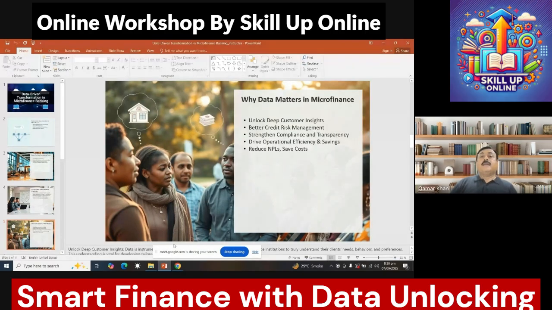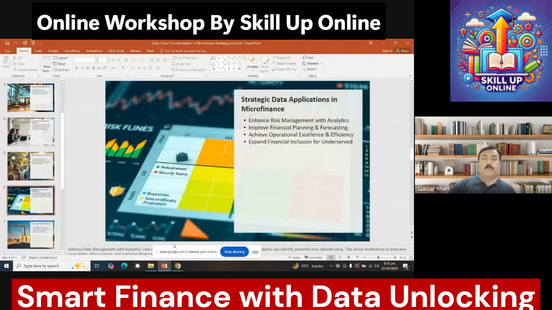Then it can strengthen compliance and transparency as well. Then we can drive operational efficiency and savings. On one hand, obviously data transformation comes with a cost, but on the other hand, it helps us in saving valuable funds in operational cost, and it will also reduce our NPL and save cost. Definitely, when we reduce our NPL, the NPL figure will go down and our profits will go higher.